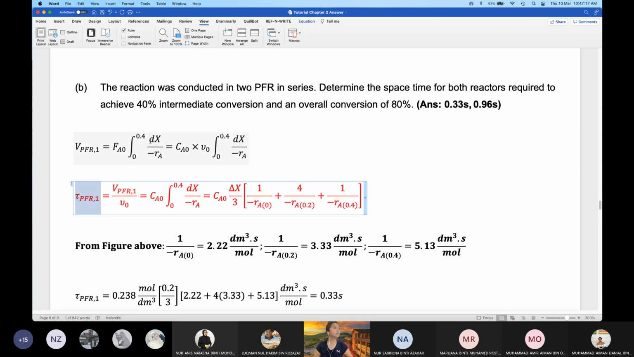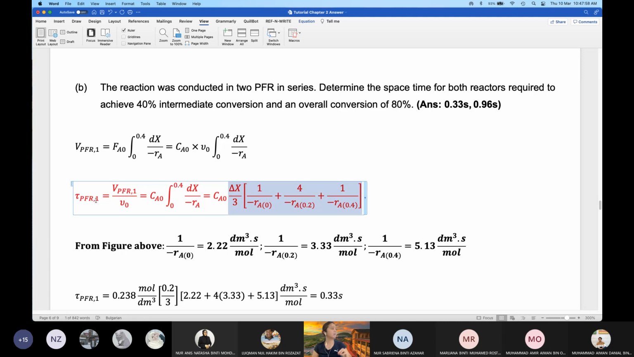What happens to my right hand side? Saya dah move my V0, volumetric flow rate ke bahagian kiri. So bahagian kanan saya hanya tinggal dengan CA0. V0 dah dipindah ke belah kiri. So become CA0, integral part masih sama, 0 to 0.4 dX per minus RA. So again, kita kena tukar dalam bentuk Simpson one-third rule. CA0 tu kekal sebab CA0 tu tak ada kaitan dengan Simpson one-third rule. Simpson one-third rule is to address the integral part. So bahagian depan CA0 tinggal, bahagian belakang integral dah menjadi Simpson one-third rule.